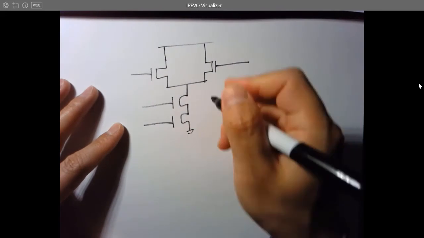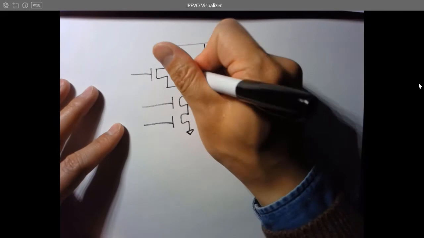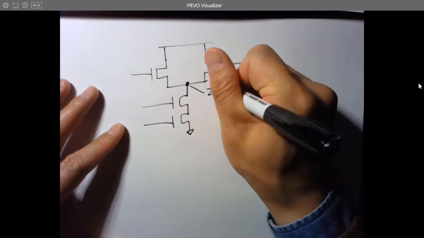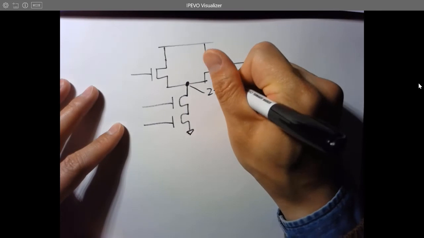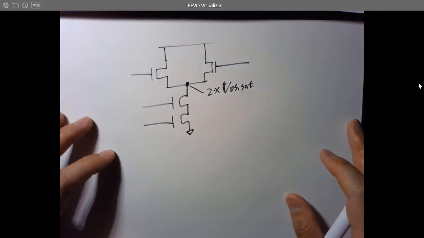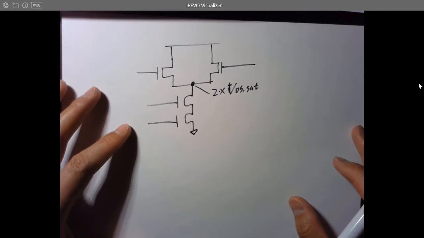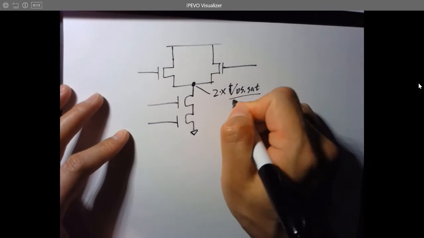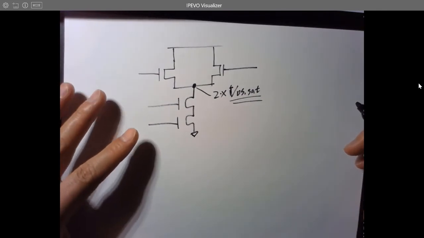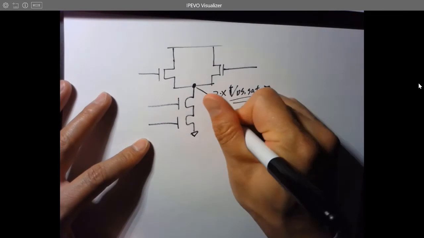And we hope we have a wide swing range, right? So in that case, we hope this voltage to be just 2 times the VDS set, right? So when you are trying to design this, you need to know what's VDS set in this one micron technology. So let's start here.